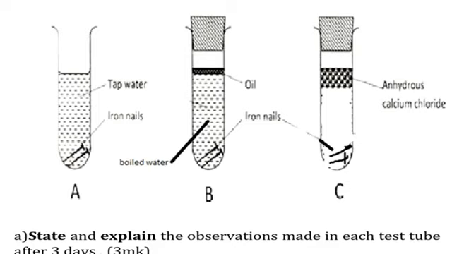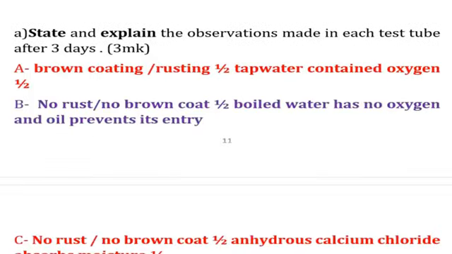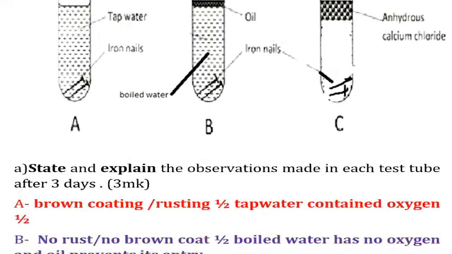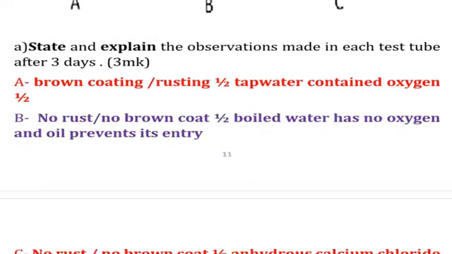You are told, state and explain the observation made in each test tube after 3 days. So test tube A, a brown coating, rusting, was observed in A, and the tap water contained oxygen. B, you can see how B it is like. Oil, iron filings, and boiled water. What happened? No rusting, no brown coat.